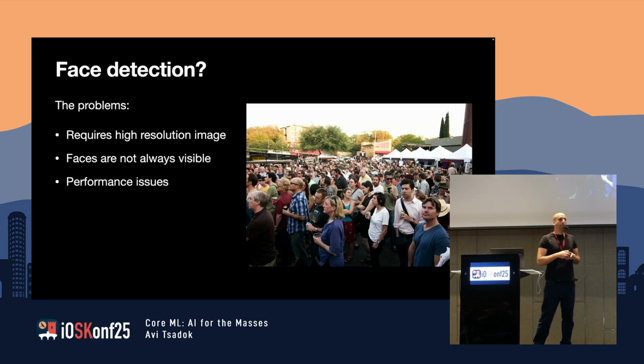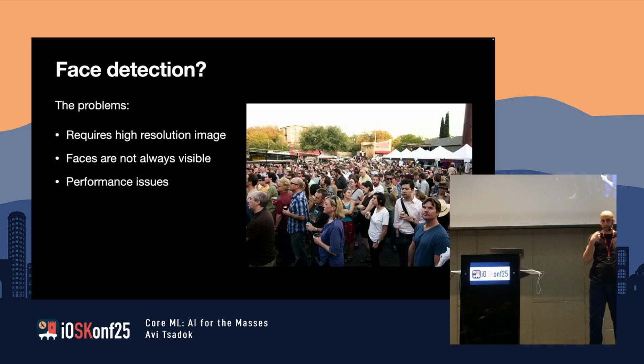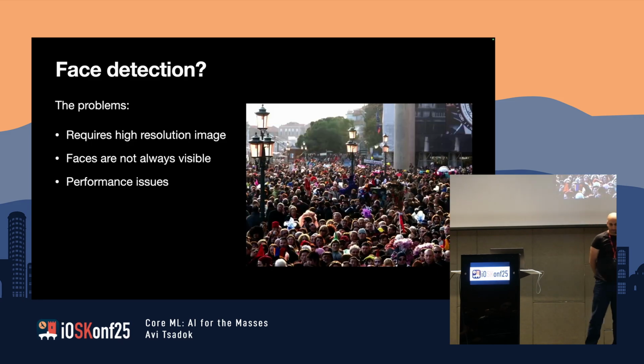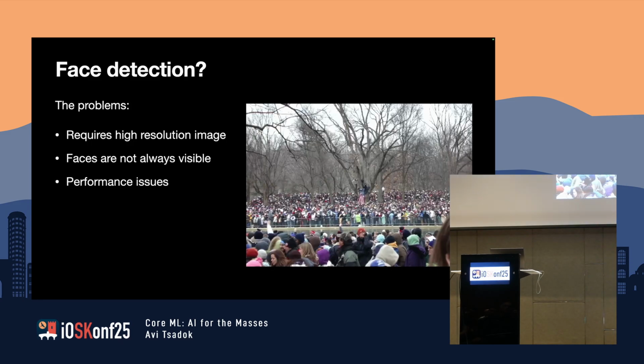For example, when you need to detect faces, you need a high-resolution image to detect the nose and the eyes and the mouth. Now, that could work for the first line or maybe the second line, but for those people in the back, it won't be good. And second, faces are not always visible. For example, if someone hides the face of the man underneath, you can see in this image that most faces are not visible, and that can be a problem. And the third reason is performance issues, because I can detect one face, but if you detect 200 or 300 faces, that can be a problem.